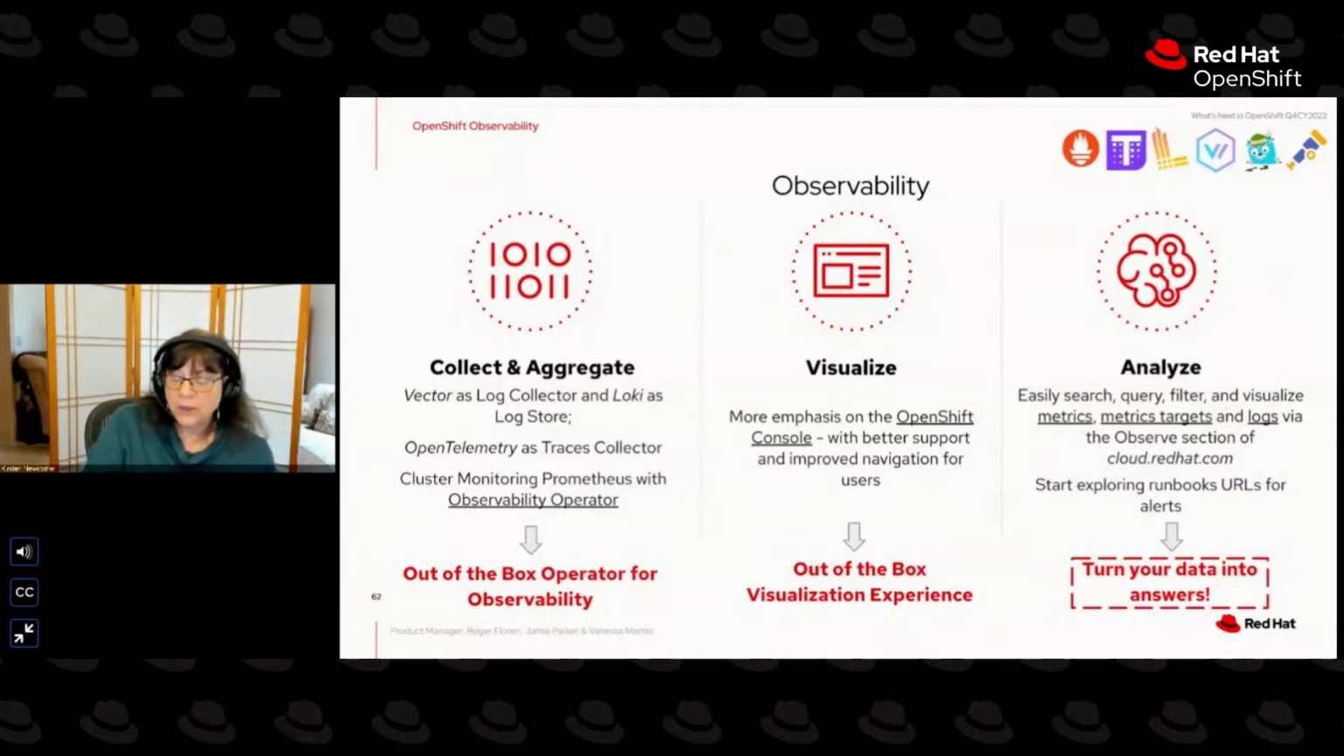With logging 5.6 in OpenShift 4.12, we continue to focus on improving user experience, facilitating navigation, data exploration. Users will soon be able to explore logs via the developer console. And for analysis, we help you take a closer look at your data by combining visualization and advanced searching and filtering capabilities in the console. Again, coming with 4.12, users will be able to explore runbook URLs for alerts via cloud.redhat.com. Details about the exact features will be available later this calendar year and can be found in the appendix roadmap session.